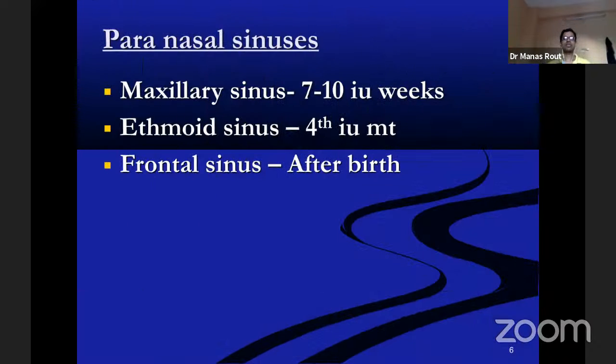Regarding paranasal sinuses, paranasal sinuses are the air containing spaces surrounding the nasal cavity. That's why they are called paranasal sinuses. The maxillary sinus develops at 7 to 10 intrauterine weeks, the ethmoid sinus in the 4th intrauterine month, and the frontal sinus usually develops after birth. So the maxillary sinus is the first to develop in humans.